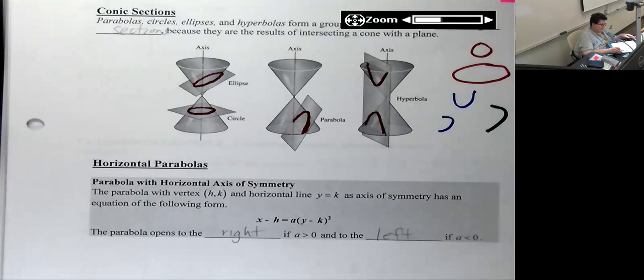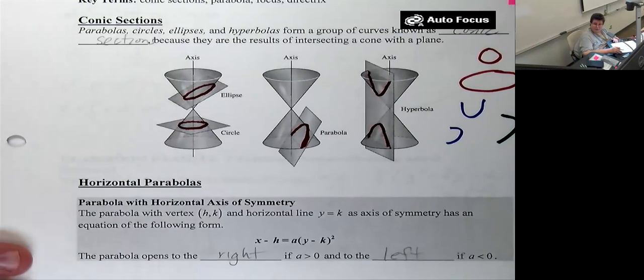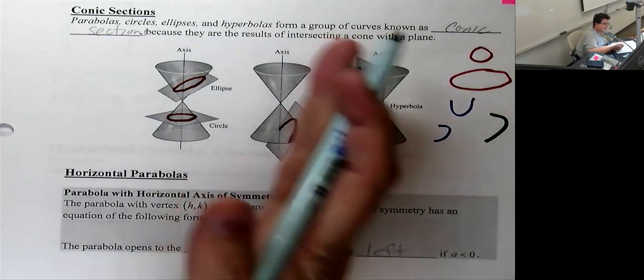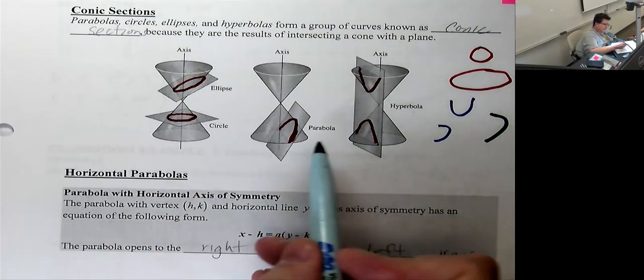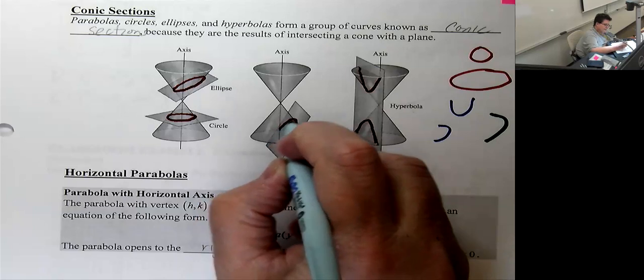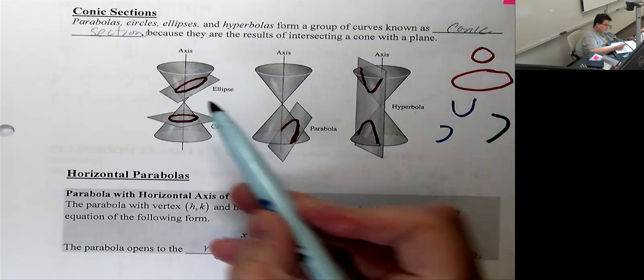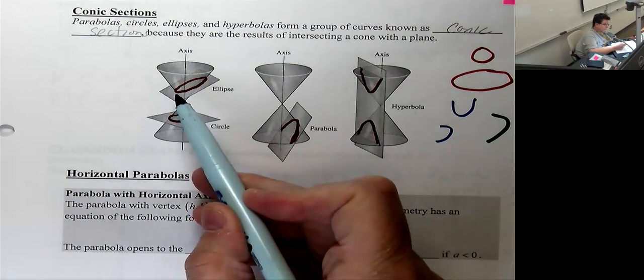So you literally have an hourglass shape. And parabolas come from just slicing through one side of the hourglass. So the parabola is that shape right there. Ellipses are when you slice through a whole cone but at an angle.